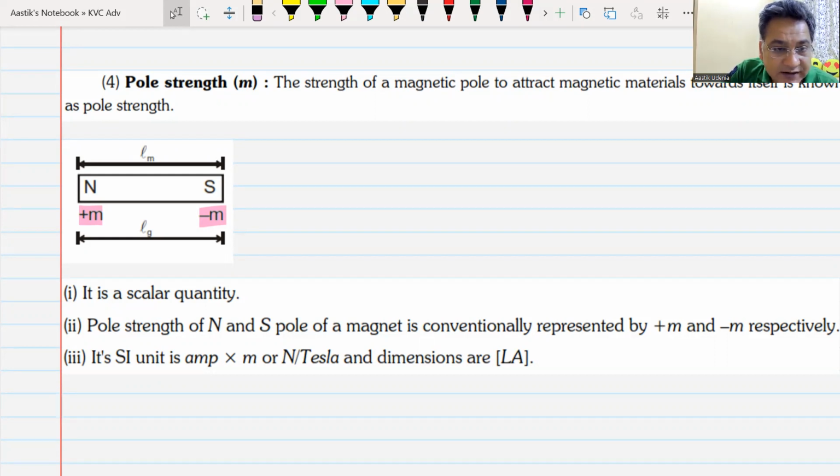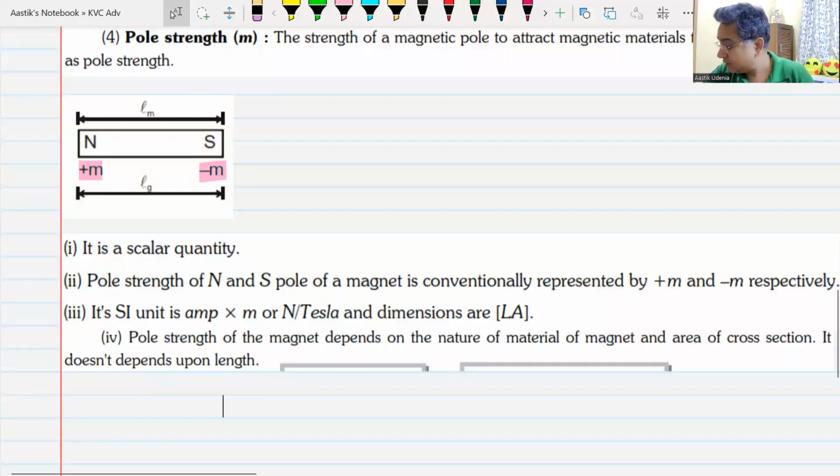Now this magnetic pole strength of a magnet, and this is a very important point, depends on the type of the material and its cross-sectional area. The magnetic pole strength does not depend on the length of the magnet. It only depends on the material with which the magnet is made.